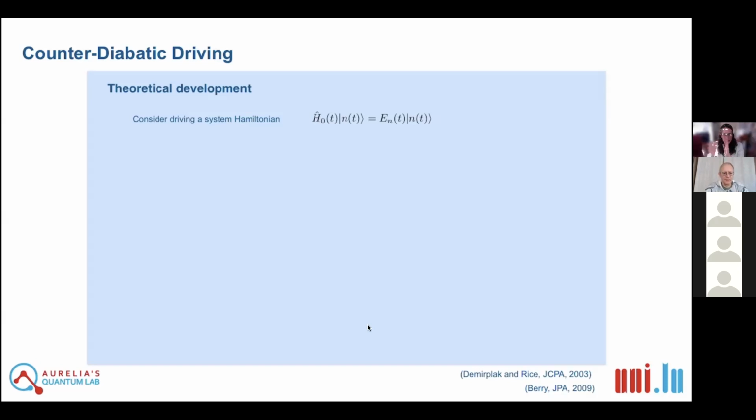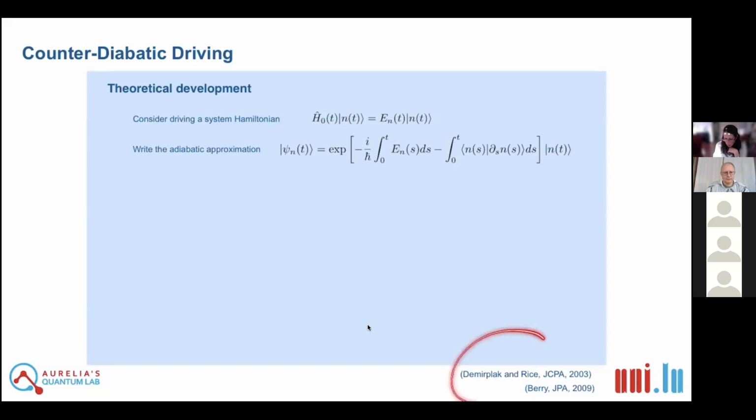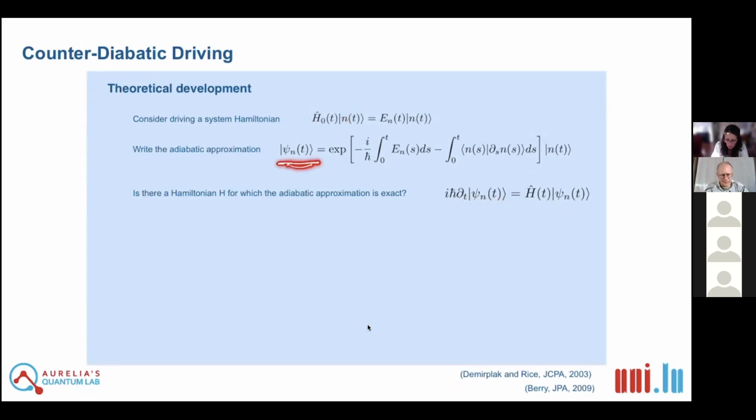We want to apply some techniques for open systems. First, let me quickly review what is known for isolated systems and about a technique of control that is counter-diabatic driving. Imagine that you have a system that is driven and for which you know the instantaneous diagonalization of the Hamiltonian. Then you can write the adiabatic approximation that tells you how the state would look if your dynamics were adiabatic. This was derived independently by Born and Fock, Kato, and later on by Berry. So the question that we ask is: is there a Hamiltonian that reproduces the adiabatic approximation? We start with the H0 Hamiltonian, for which we know the adiabatic trajectory.